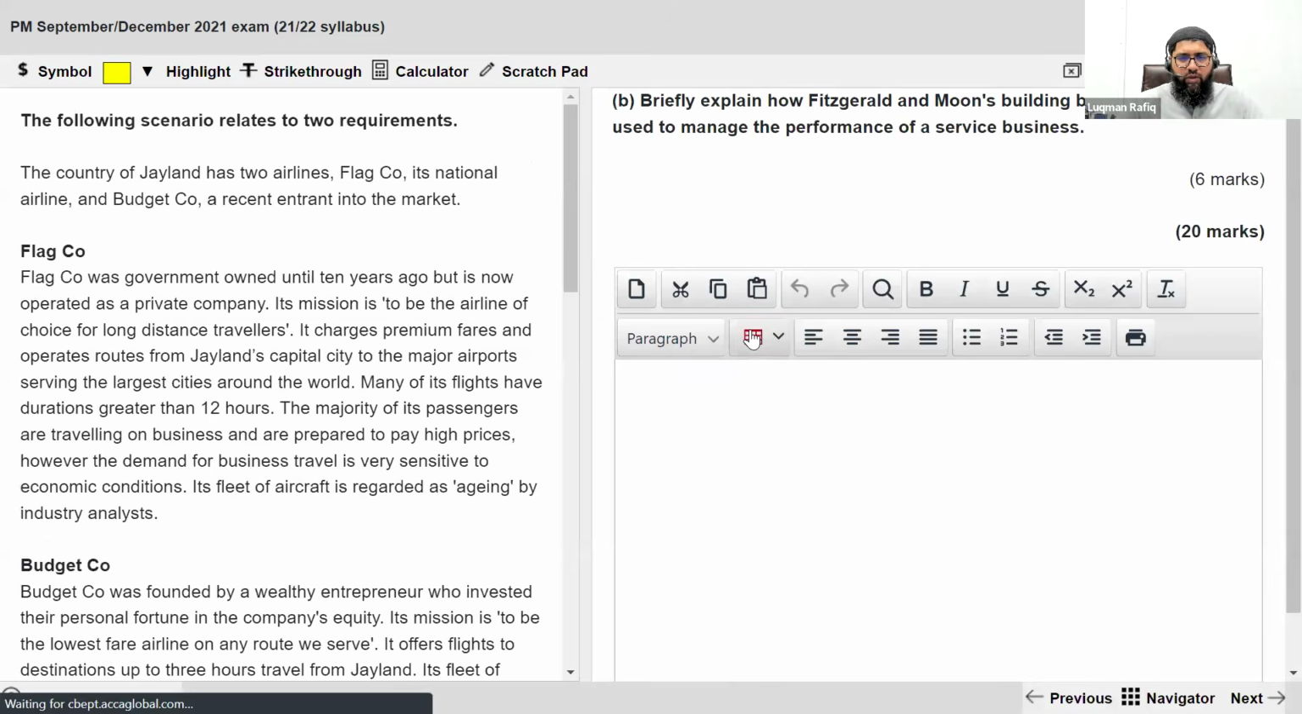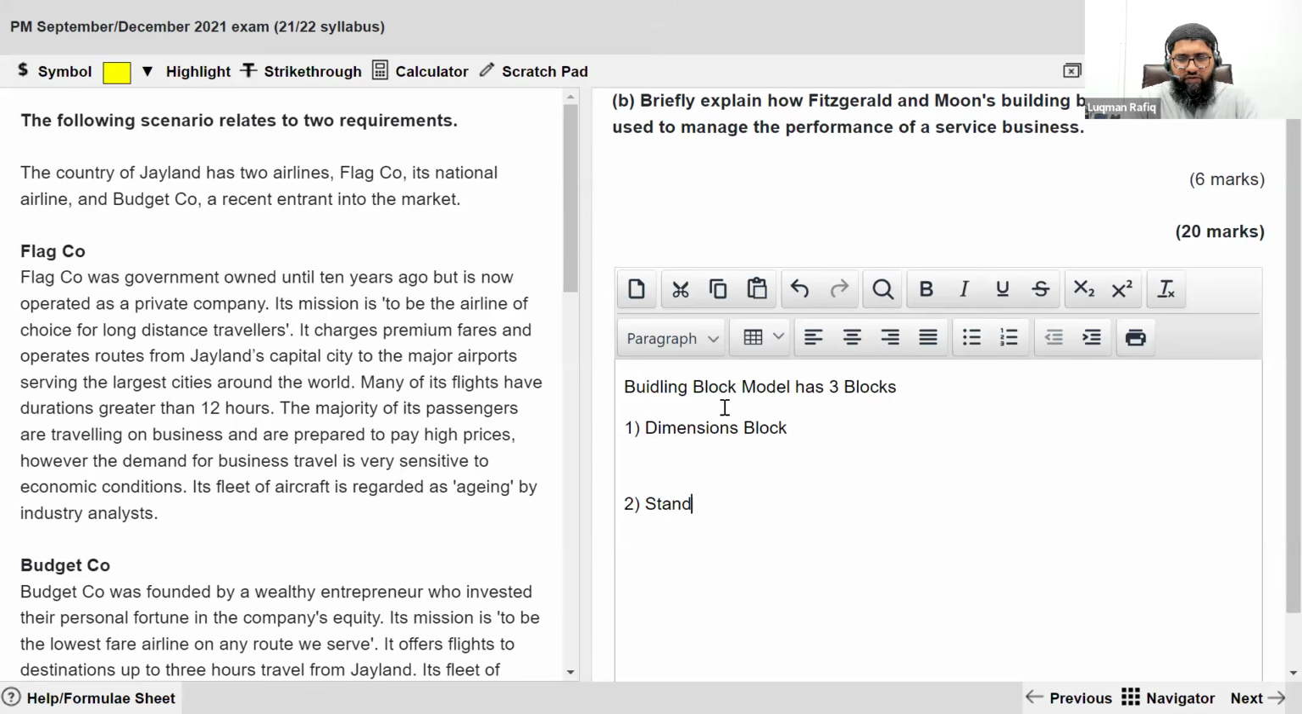Now, what next? Briefly explain how the building block model could be used to manage performance of a service business. Now, the building block model has three blocks. Number one is the dimensions block, standards block, and the third one is the rewards block.